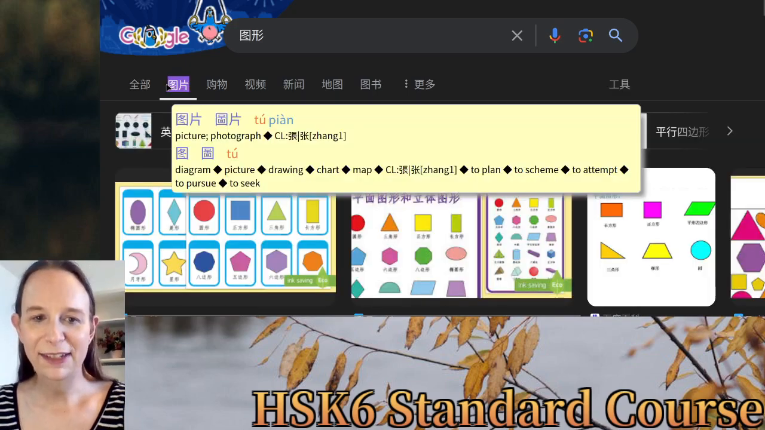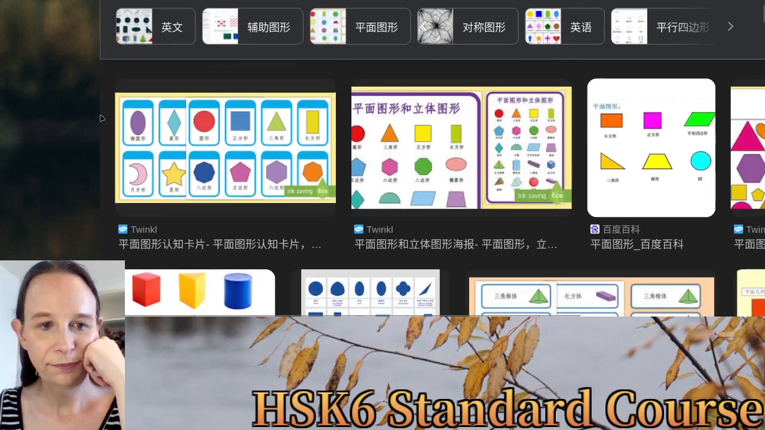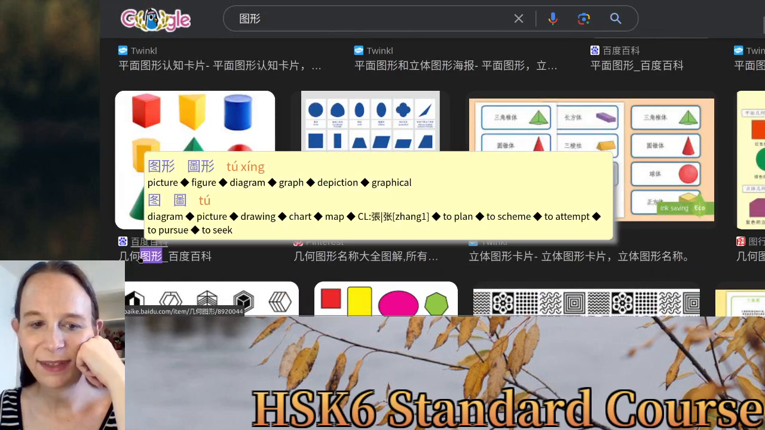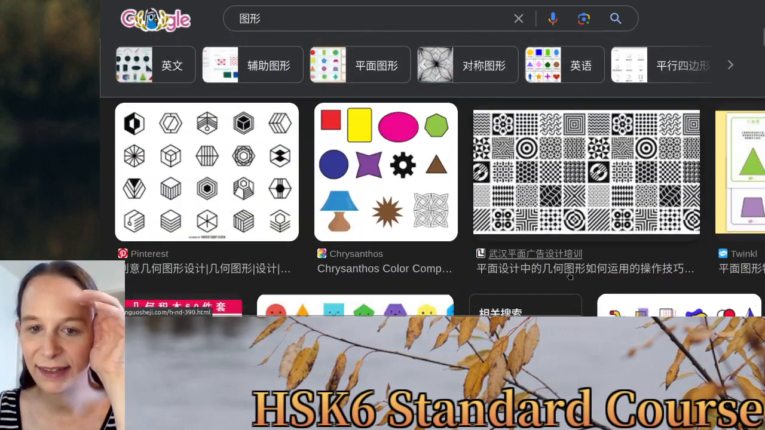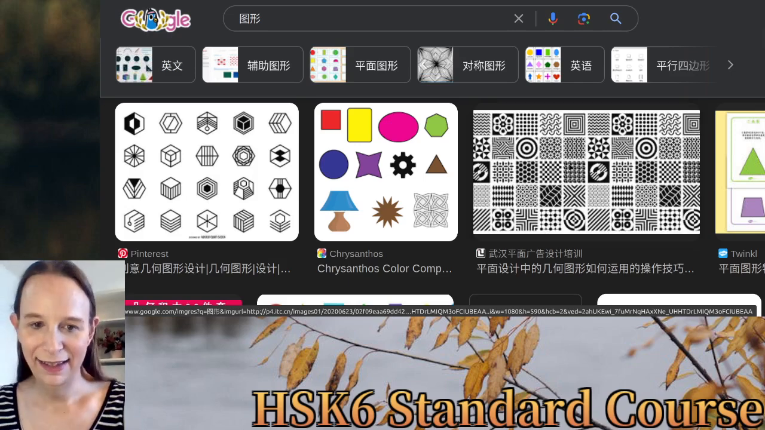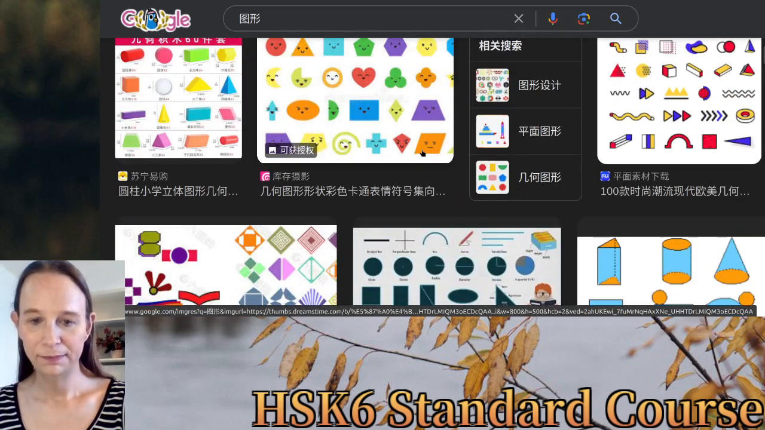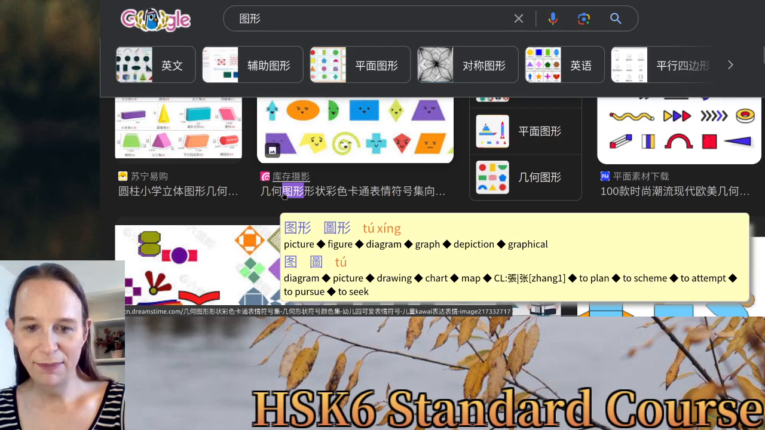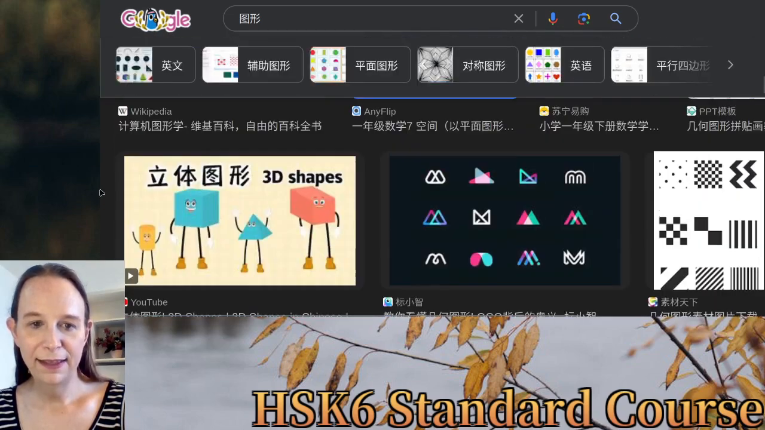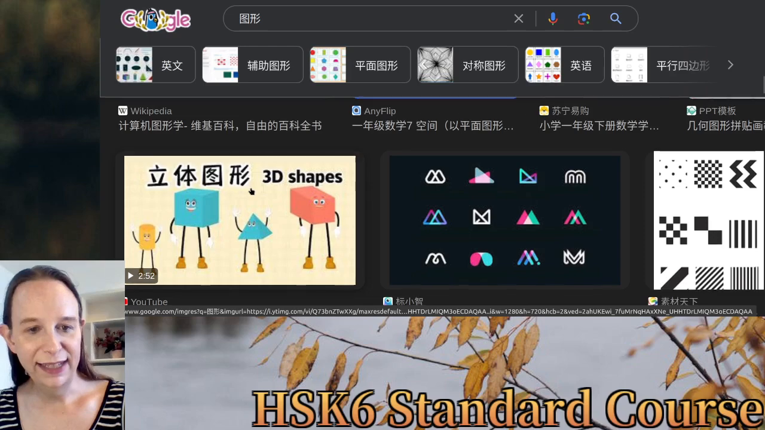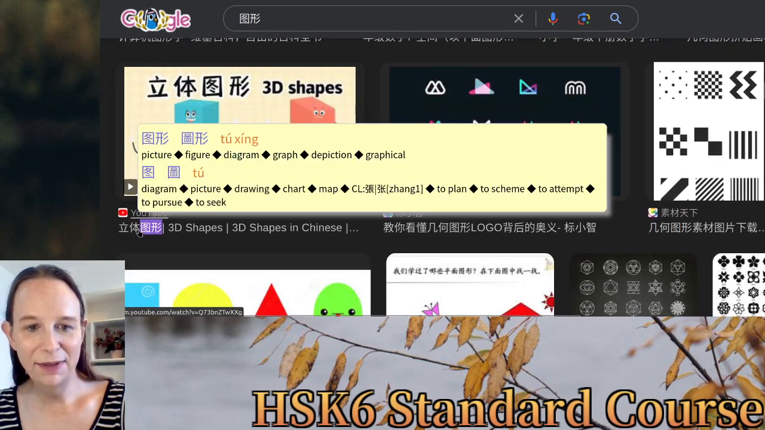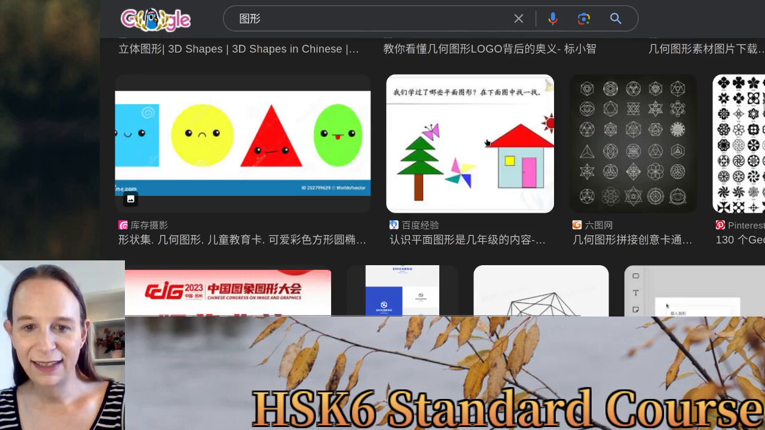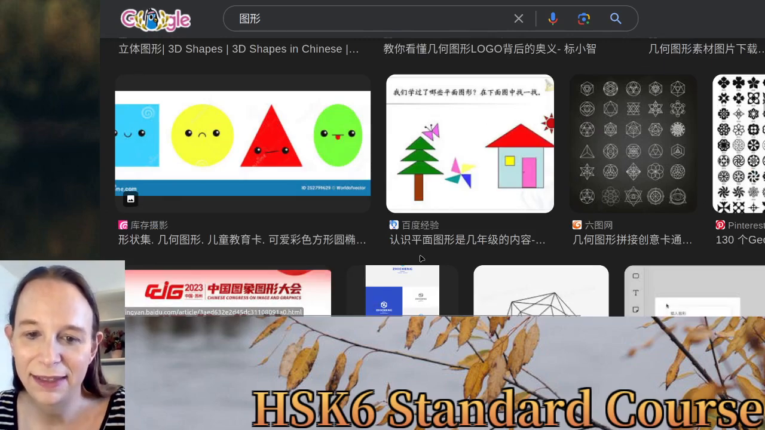So the Google image search uses 图片. 图形. Shapes? Not exactly. Maybe more like illustrations. 图片 is images, so it's more general. 图形. Picture, figure, diagram. Yeah, maybe diagram. Graph, depiction, graphical. 立体, 图形, shapes. So it looks like it can mean shapes as well. 图形. Okay, so you're combining the different shapes.